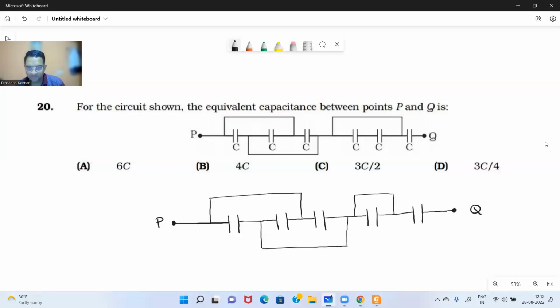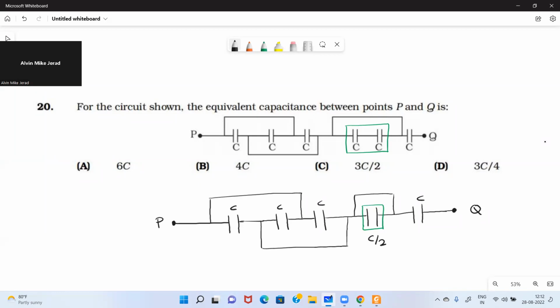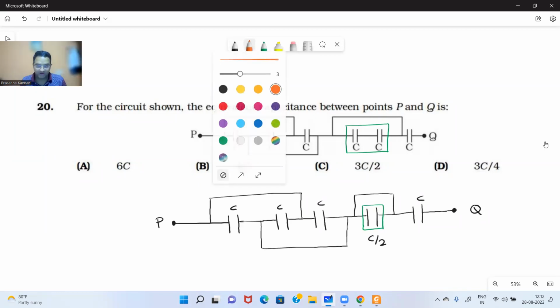Okay, I've drawn it here. Now you can see that these two capacitors are in series, correct? C and C in series, so it becomes C by 2. That I have drawn here. So that capacitance is C by 2. The rest of them are all C, correct? Yes, sir.